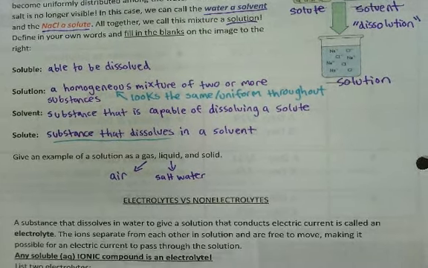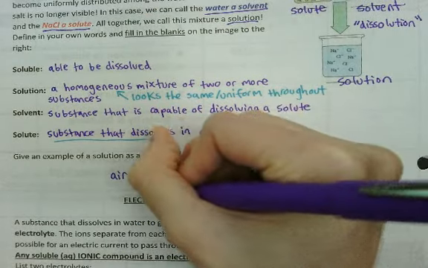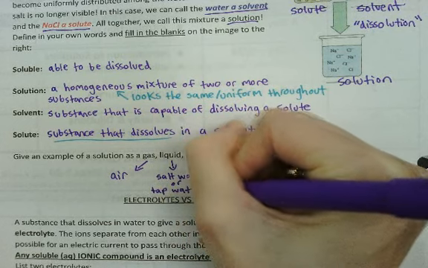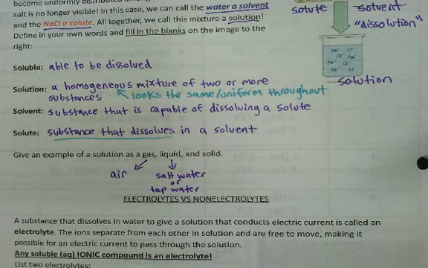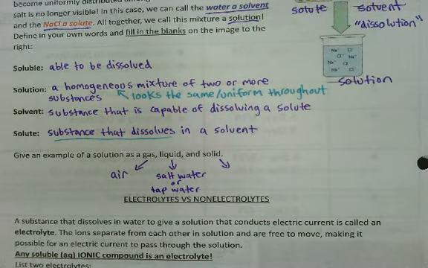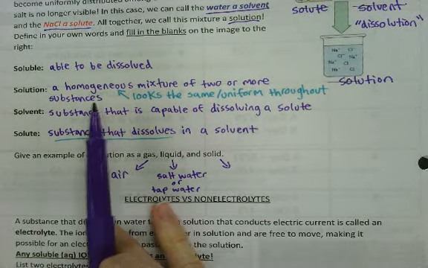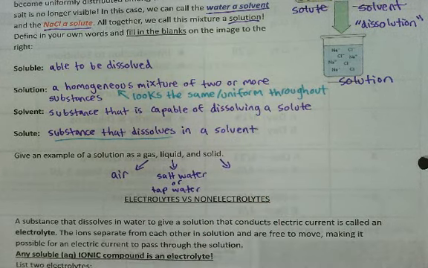Another good example of a solution, a liquid solution, is tap water. The water that comes out of our faucets is not actually pure water. There are trace amounts of chlorine and other minerals in that water, so tap water is a solution. It's all evenly mixed together, which is, just like we said, a defining characteristic of solutions, looking the same throughout.